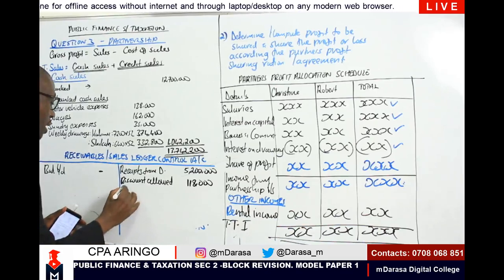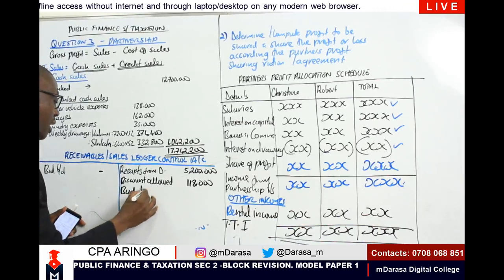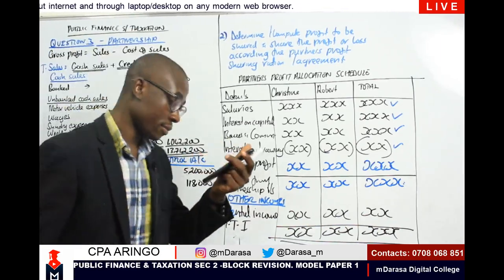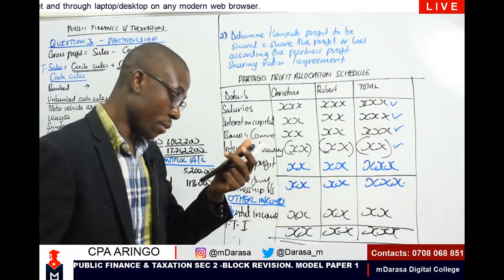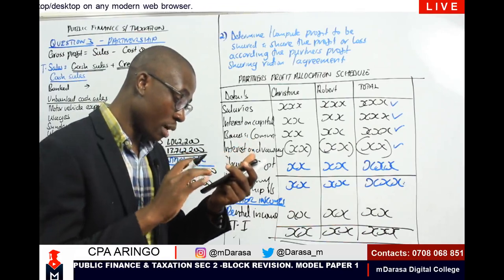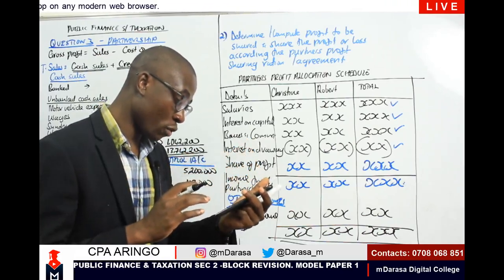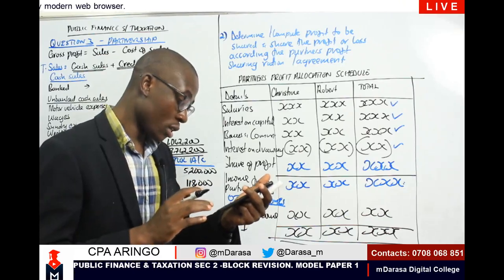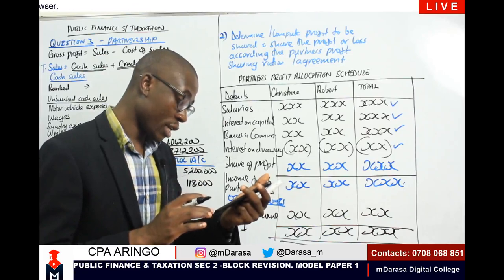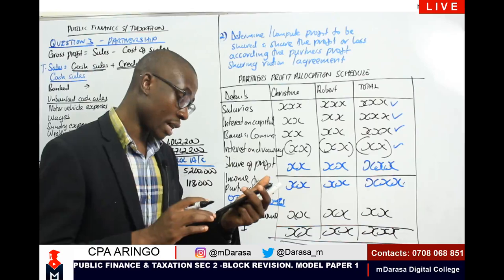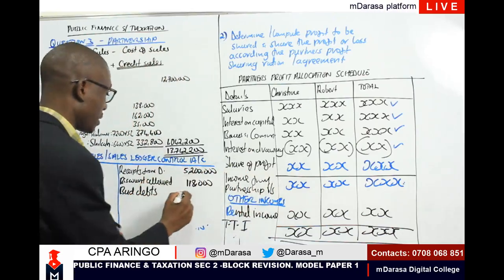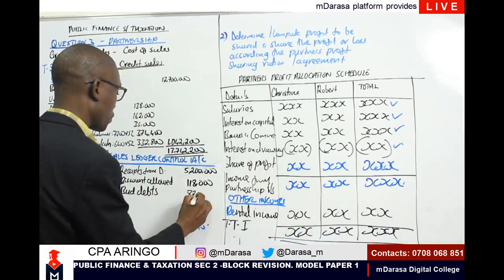Identify if we had any bad debts. In our question, were we given any area where we had our bad debts? Note number 6, an amount of 82,000 owed by Jamila Mamba, a customer, proved irrecoverable and is to be written off as a bad debt. This amount was excluded in the total owed by customers as of 31st December 2020. So I'm having bad debts amounting to 82,000.